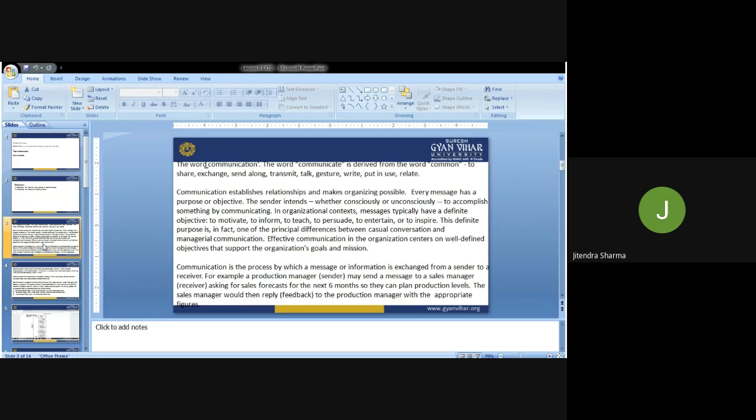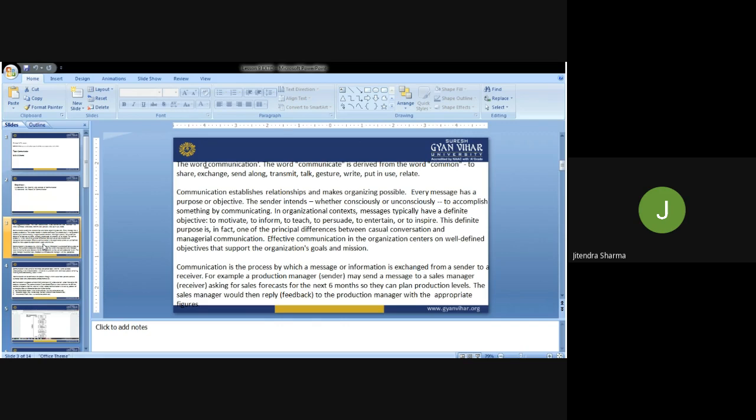Communication is the process by which a message or information is exchanged from a sender to a receiver. For example, a production manager, the sender, may send a message to the sales manager, the receiver, asking for a sales forecast for the next 6 months, so they can plan the production level. The sales manager would then reply with feedback to the production manager with the appropriate figures.